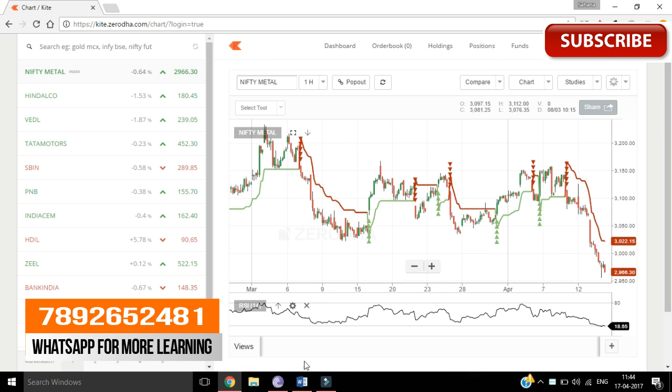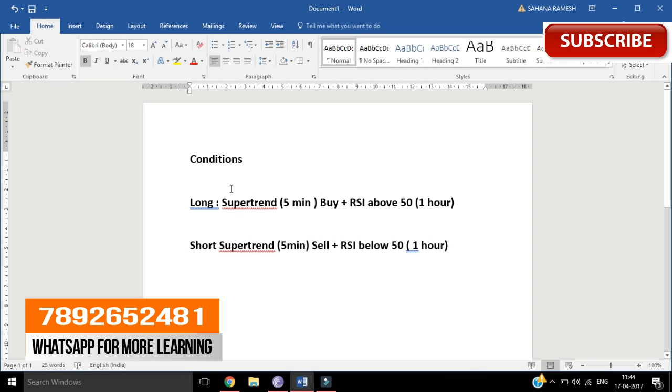So the condition is going to be very simple. All you need to know are these two conditions. If you want to go long, that is buy, you should have a Super Trend on a 5 minutes chart giving a buy signal to you. And also you should check the RSI. RSI should be above 50, and that should be for a 1 hour chart. Okay, understand? Super Trend should be for 5 minutes, RSI should be for 1 hour. Okay, understood the difference?